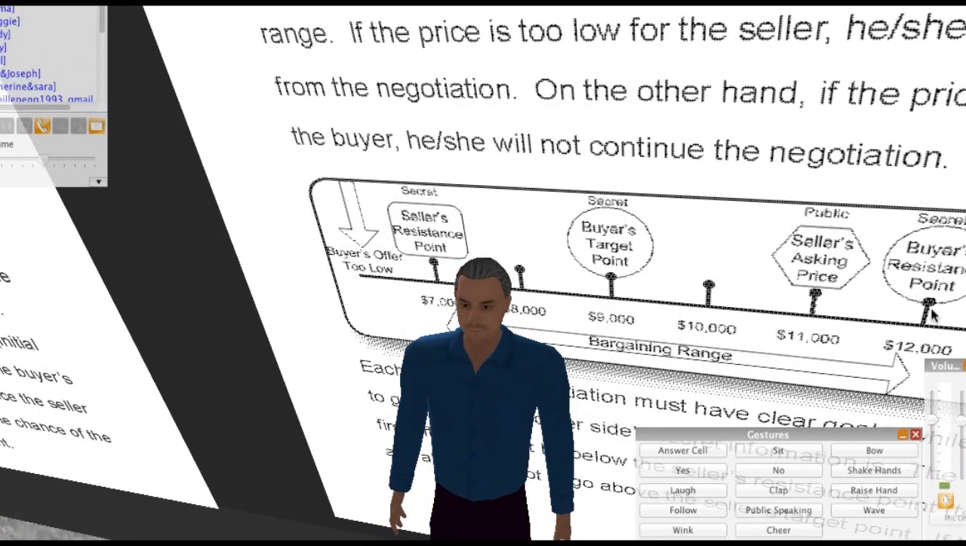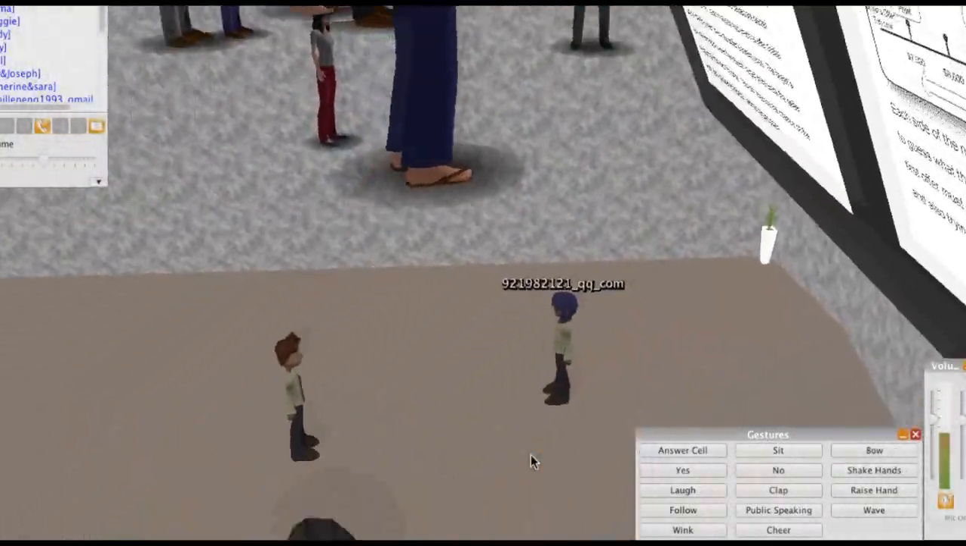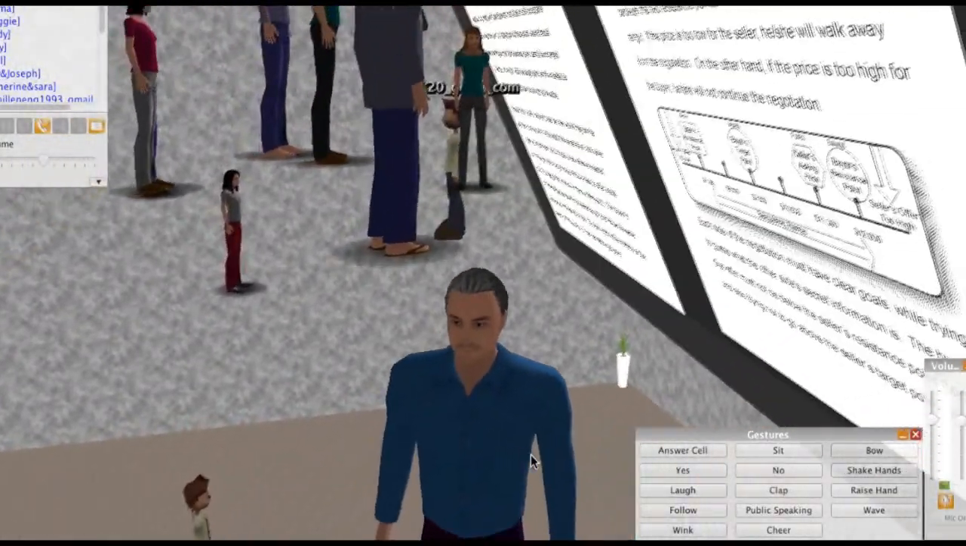Now, of course, for the seller, you must have your asking price. That's public. You cannot help that. Usually you keep that public. But everything else must stay secret. You don't want the other side to see your secrets.